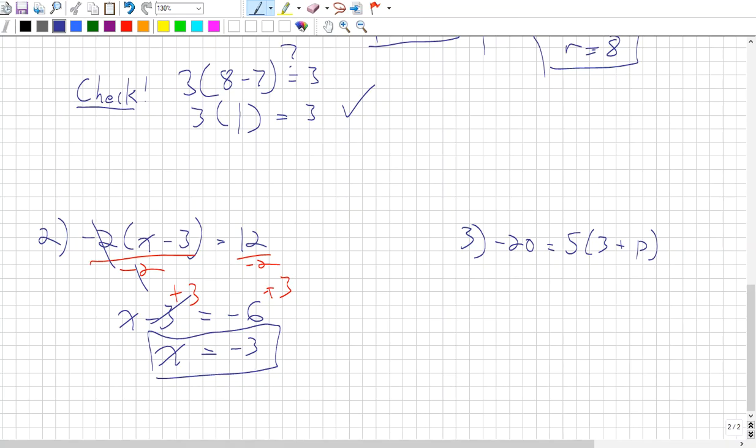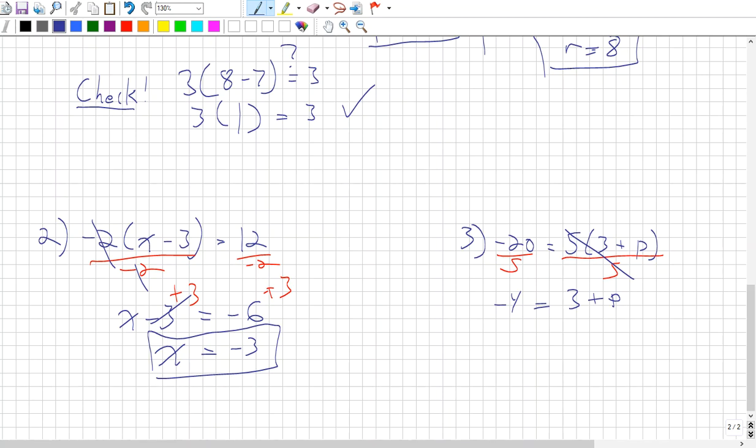Number 3. Okay, oh great, the variable's on the right-hand side. No problem at all. We still just deal with it on the right-hand side. So I'm going to divide by 5 on both sides. On the left-hand side, negative 20 divided by 5 is negative 4. 5 divided by 5, those cancel. I'm left with 3 plus p.